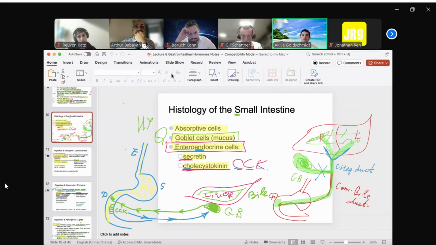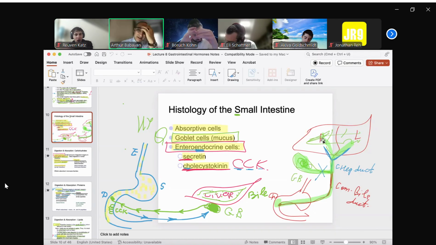What type of digestion does the bile help with? What kind of digestion? Fatty food digestion. Bile helps with fatty food. That's why when the duodenum receives fatty food, it stimulates enteroendocrine cells to produce CCK, and CCK sends impulses to the gallbladder and says, I need the bile to digest the fatty food because I'm not able to digest it.